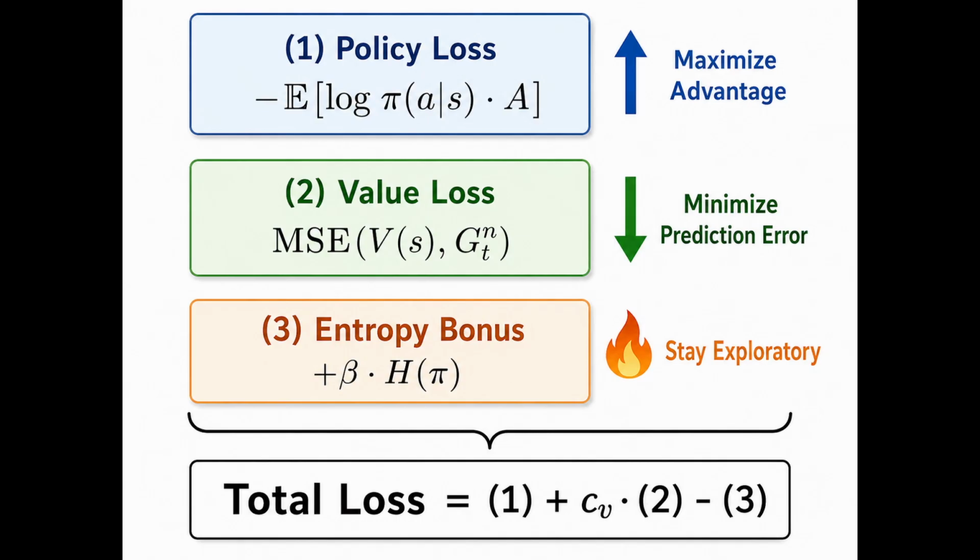Value loss coefficient. The critic and actor losses are combined into a single loss, L equals L_policy plus c_V times L_value minus beta times H of pi. The coefficient c_V balances how much we care about fitting the value function.